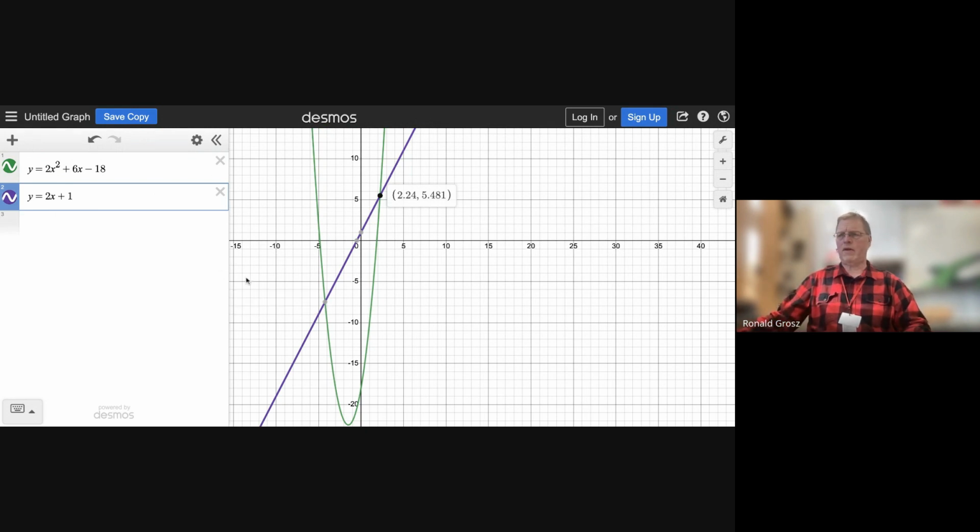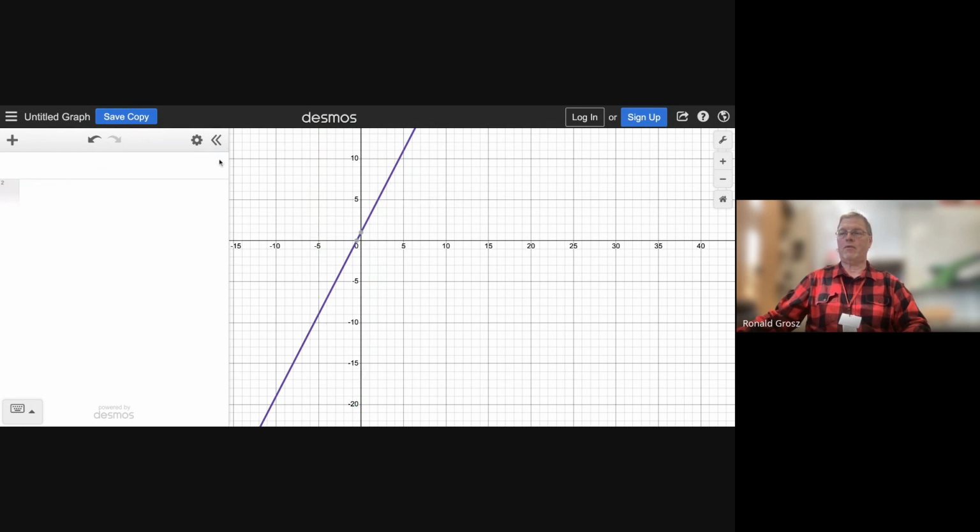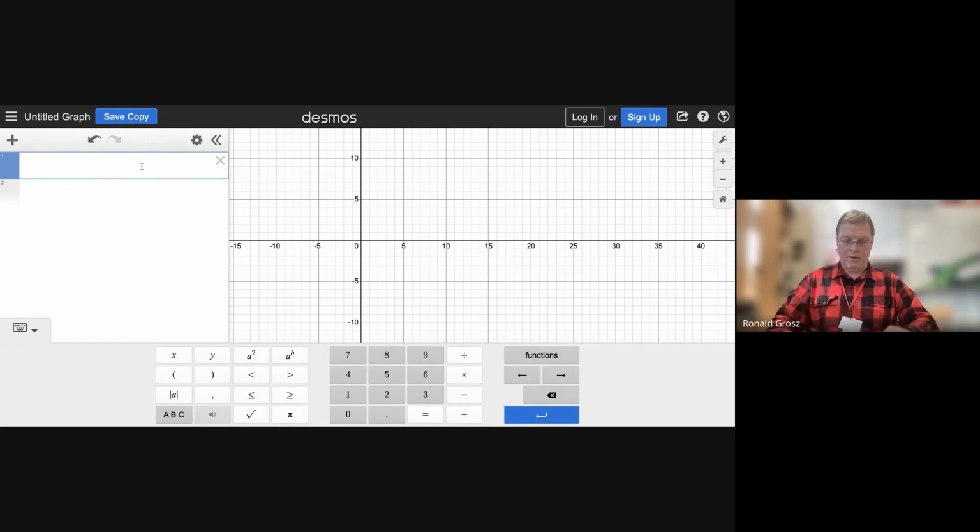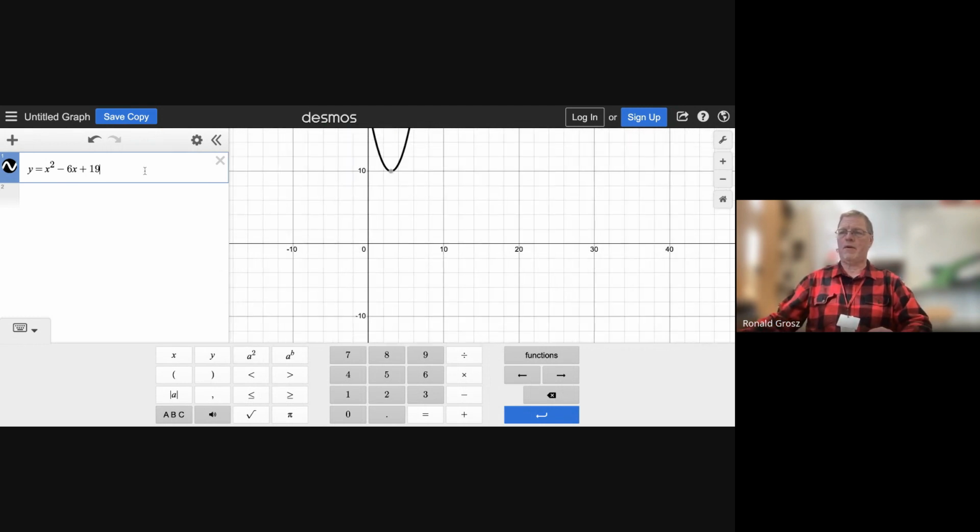This is also useful if I was going to solve an equation with this idea. Instead of just putting it this way, you can also solve quadratic equations quickly. So I'm going to put in y equals x squared minus 6x plus 19. Now, I want it equal to 20. So I'm not going to put equals 20. What I'm going to do is put in here y equals 20.